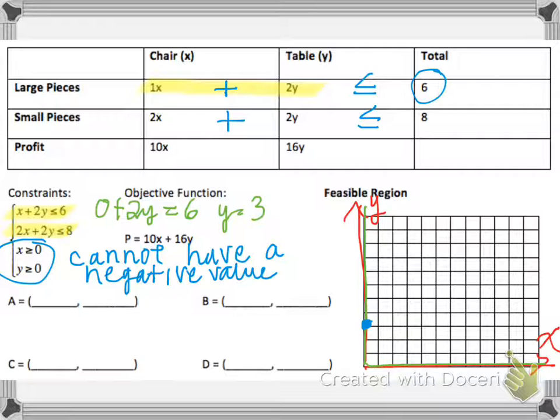That's the y-intercept. To get the x-intercept, I'm going to plug in 0 for y. So I would do x plus 2 times 0 is equal to 6. And then I see I get x equal to 6. So if I count over 6 on my x-axis, and I should get a point right here. Okay. So now to connect, I can just draw a line through those 2 points.